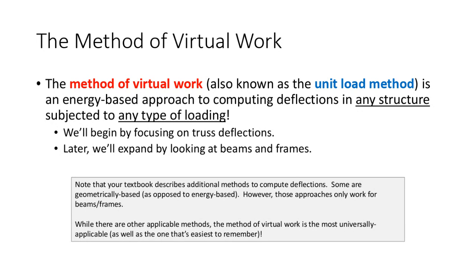Let me be clear, some of those methods do have advantages. For instance, the conjugate beam method does tend to work pretty well when you have a beam that's subjected to a lot of point loads. But the thing about virtual work is that it works for everything. It works for any structure subjected to any loading, and you can find the deflection anywhere. Because it's so universal and easy to remember, that's the only method we're going to use in here because it's so versatile.